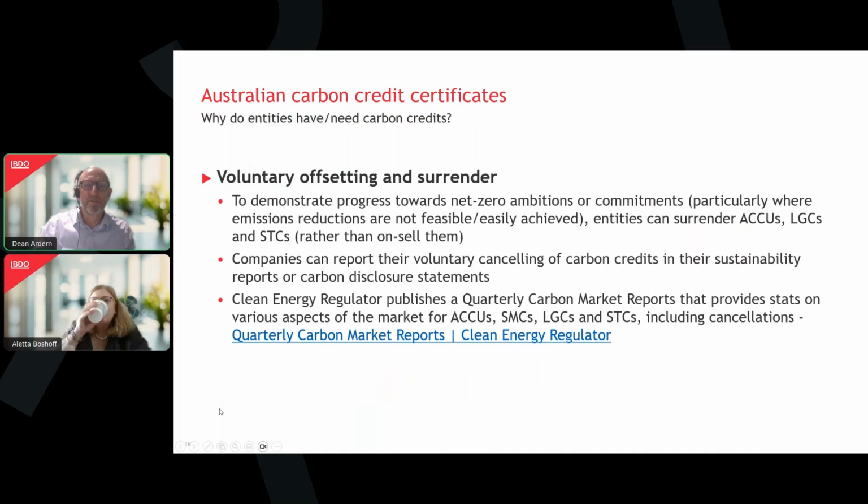Now, the third category of reasons why perhaps entities would hold on to carbon credits is because of voluntary offsetting and surrenders. So to demonstrate progress towards net zero ambitions or commitments, particularly where emission reductions are maybe not feasible or easily achieved, particularly in the short run, you might find entities actually surrendering ACCUs or LGCs or STCs rather than on-sell them. And the way they do that is therefore meeting their emissions target by a net reduction of emissions. Companies can report their voluntary cancelling of carbon credits in their sustainability reports or their carbon disclosure statements. And we're going to talk a bit about that later in the presentation.